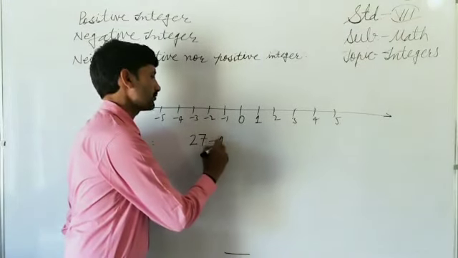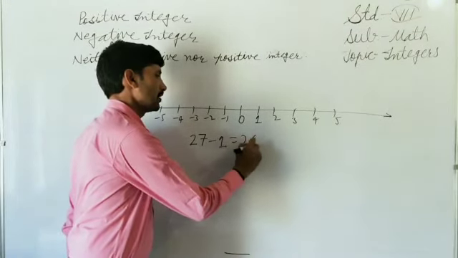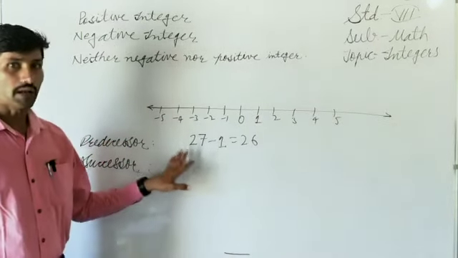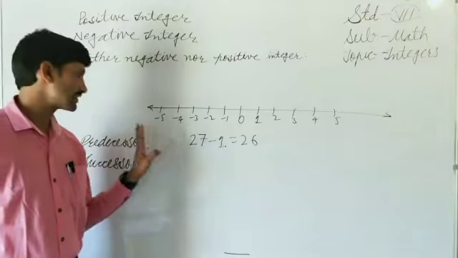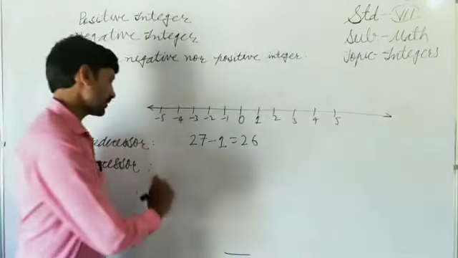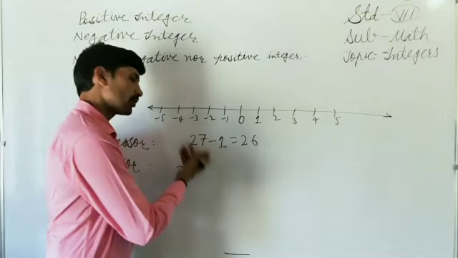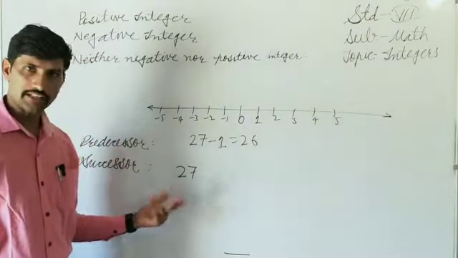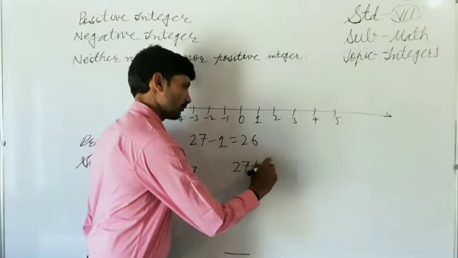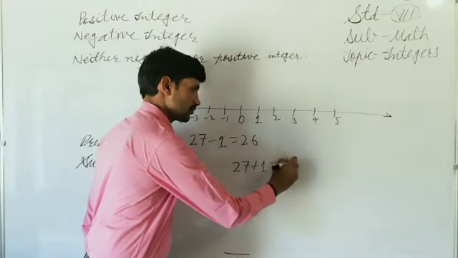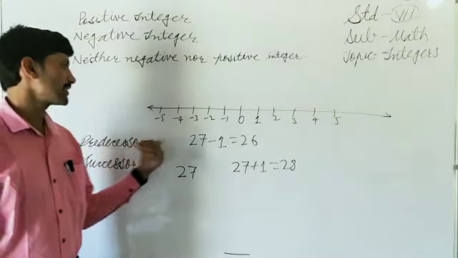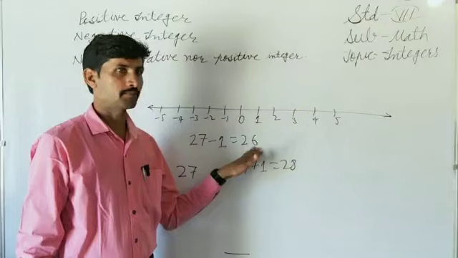Subtracting 1 from 27, we get 26. So 26 is the predecessor of 27. Remember, 1 less than the number is known as its predecessor, and successor means 1 more. For example, if I write 27, what is its successor? Just add 1 to 27, since 1 more means add 1. So it is 28. So the successor of 27 is 28 and the predecessor of 27 is 26.